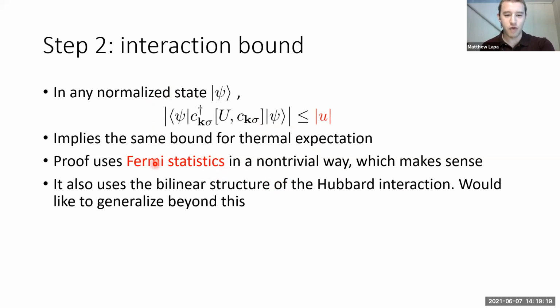But the bound is that if you take any normalized state psi and you look at an expectation value of this form, then it's very simply bounded from above by the absolute value of the interaction. It's a very simple looking bound. And then if this is true for any normalized state, it turns out you'll get the same bound for the thermal expectation value just by using the triangle inequality.